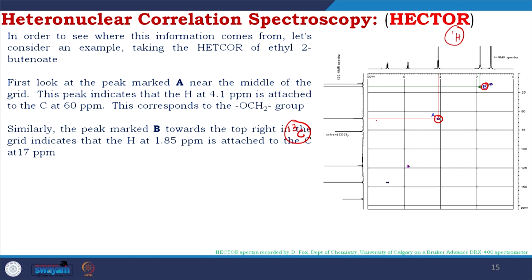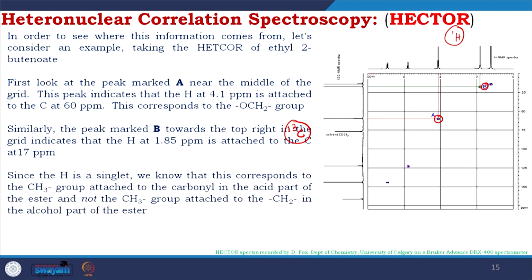Similarly, peak B indicates that hydrogen at near 1.85 is attached to the carbon at 17 ppm. The grid values are not given here, but you could understand that they go from lower to higher.